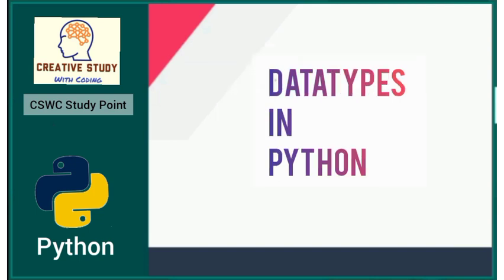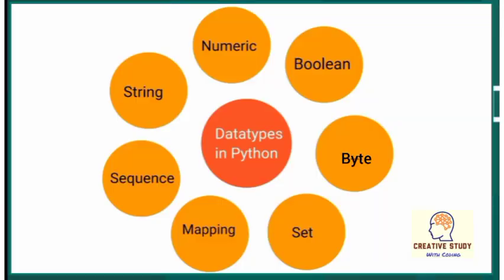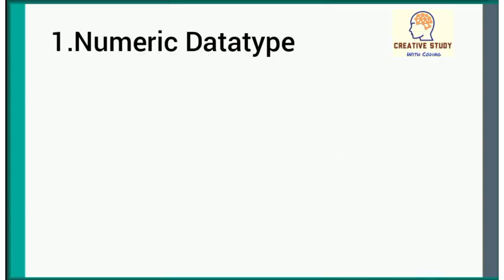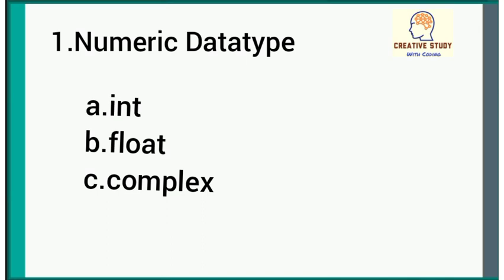In this video, we'll learn data types in Python. Python has different types of data types available like numeric, string, sequence, mapping, boolean, set, etc. Let's discuss them one by one. First one is the numeric data type, and there are three numeric data types in Python: int, float and complex. We have already seen the intro in my previous video. Let's discuss them in detail.